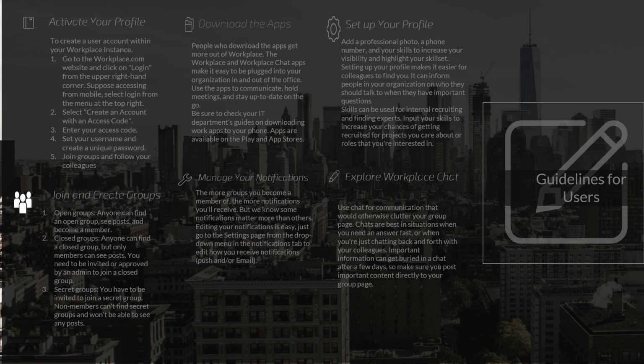Explore Workplace Chat. Workplace Chat is a great way to communicate with your colleagues. Every group that has less than 250 members can have its own chat. Send a message to introduce yourself, it's a great way to start the conversation. Use chat for communication that would otherwise clutter your group page. Chats are best in situations when you need an answer fast or when you're just chatting back and forth with your colleagues. Important information can get buried in a chat after a few days, so make sure you post important content directly to your group page.